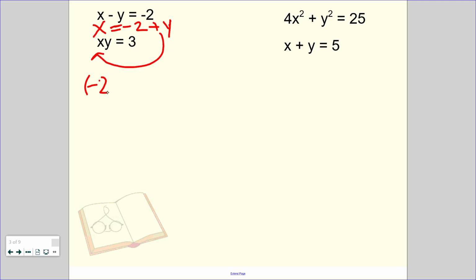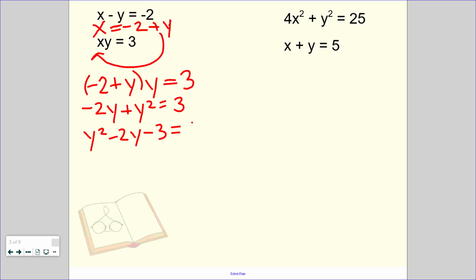So that's going to look like (-2 plus y), put it in parentheses when you substitute, times y equals 3. Now I need to distribute that y into the equation, so I have -2y plus y squared equals 3. And you can see again here I have a quadratic. I'm going to get it equal to 0. I'm going to move everything again to the left because I want that y squared term to be positive. And now I can factor. If I factor this, I'm looking for two numbers that multiply to -3 and add to -2. That's a -3 and +1.